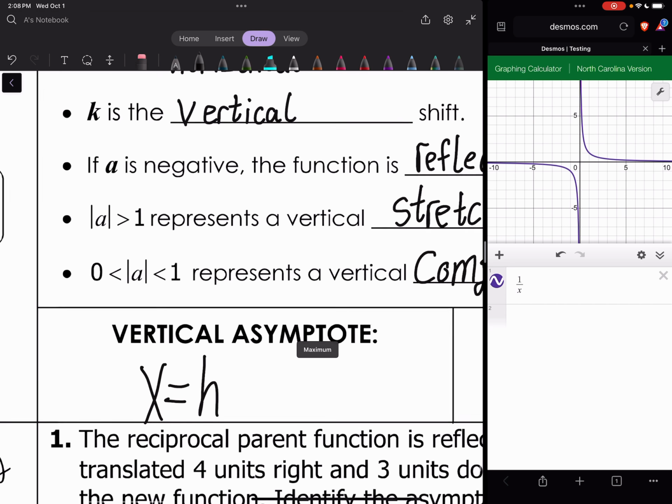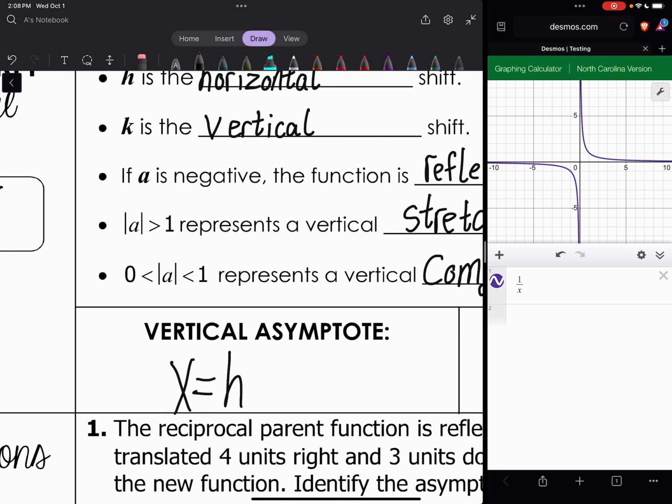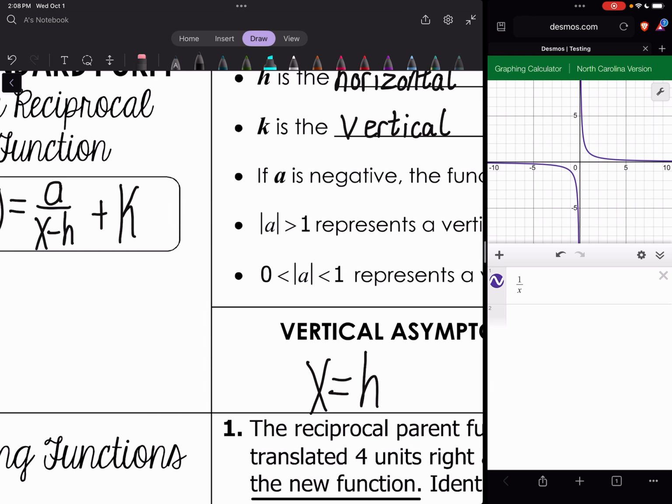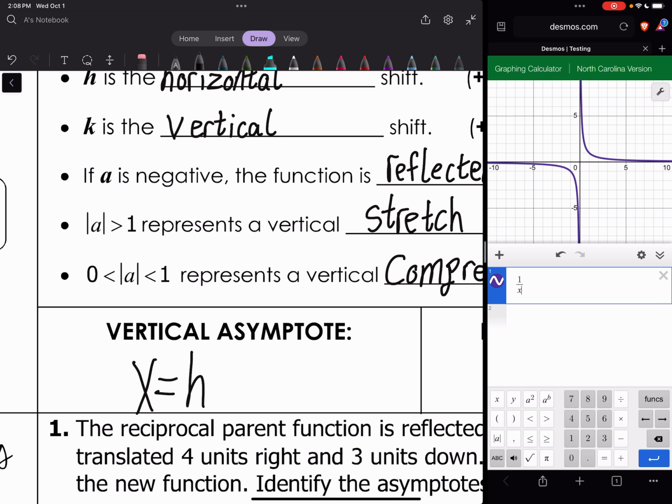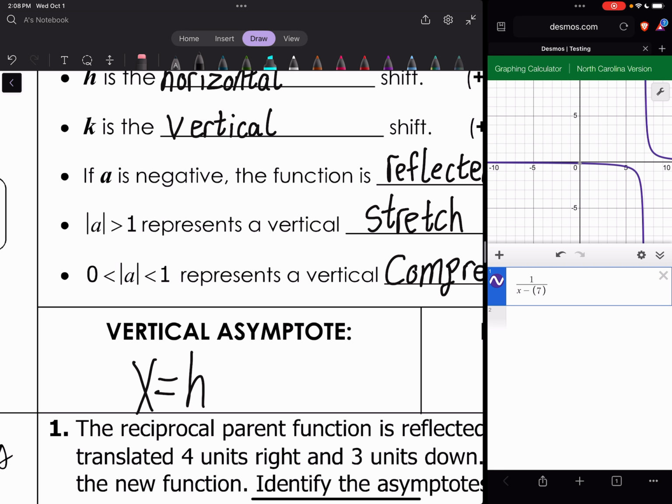A vertical asymptote is x equal to my h value. So no matter what I'm transforming the h, that is going to be the new vertical asymptote. For example, if my h value is 7, notice how it shifted the graph to the right 7 units. I have a new vertical asymptote at x equals 7. Okay? That's what that's saying.